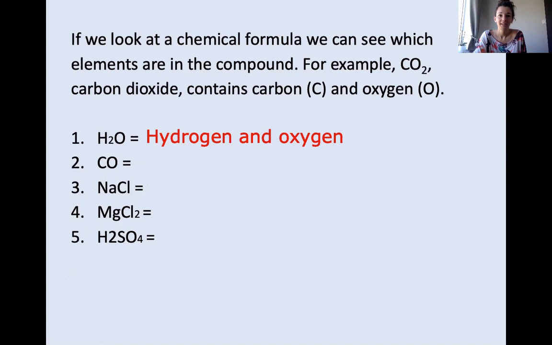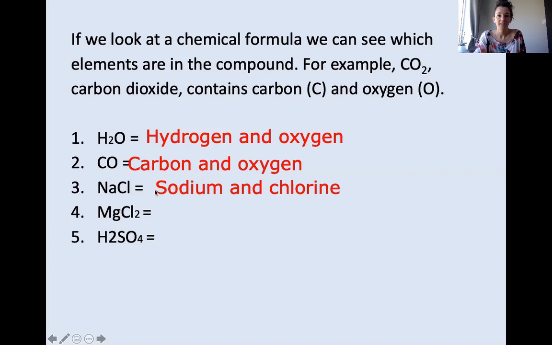Well done. So this here, you might recognise it as water. It's got hydrogen and oxygen. This is carbon monoxide. It's got carbon and oxygen. This is sodium chloride. It's got sodium, that's the Na. It's got chlorine, that's the Cl. This is magnesium chloride. It's got the magnesium, which is this Mg part, and the chlorine, which is this Cl part.